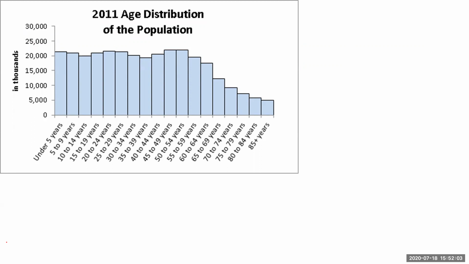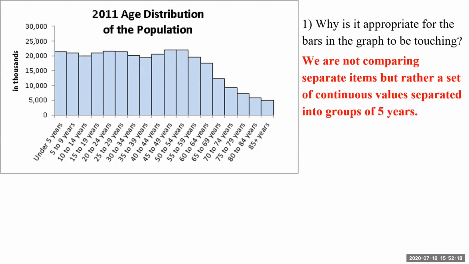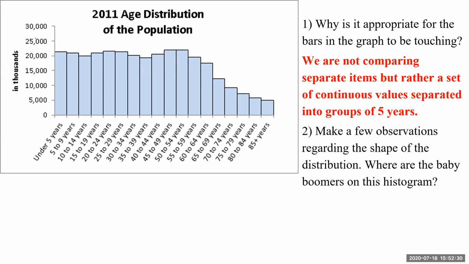We have the age distribution on our x-axis, and this is the frequency in thousands. Now, why is it appropriate for the bars in the graph to be touching each other? We are not comparing separate items, but rather a set of continuous values separated into groups of 5 years. So that is why the bars are touching each other.